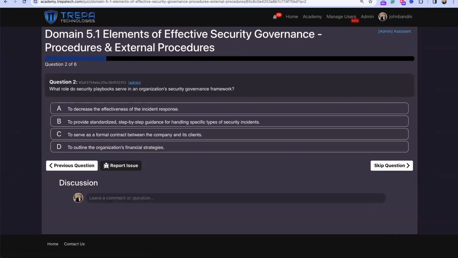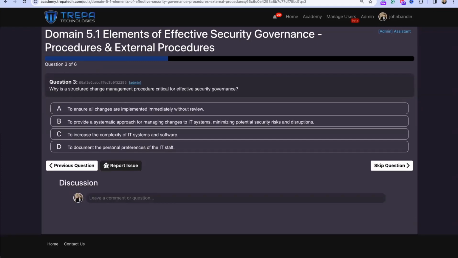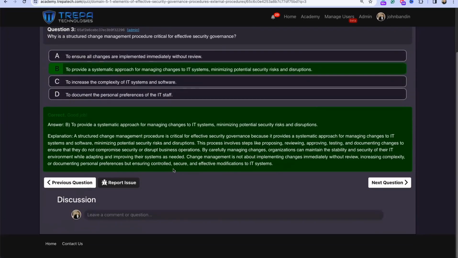Question 2: What role do security playbooks serve in an organization's security governance framework? They're going to provide standardized, step-by-step guidance, right, guys? Our playbooks are there to help us. We establish them so that they can help us in the future. Question 3: Why is a structured change management procedure critical for effective security governance? That's going to be B, to provide a systematic approach for managing changes to IT systems, minimizing potential security risk and disruptions.